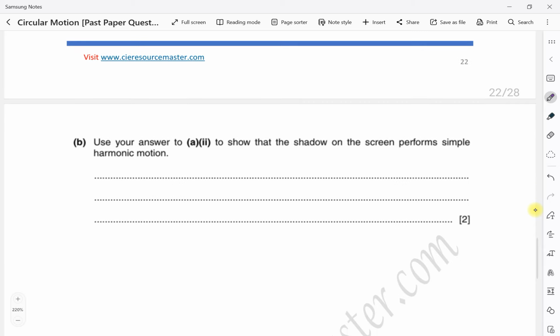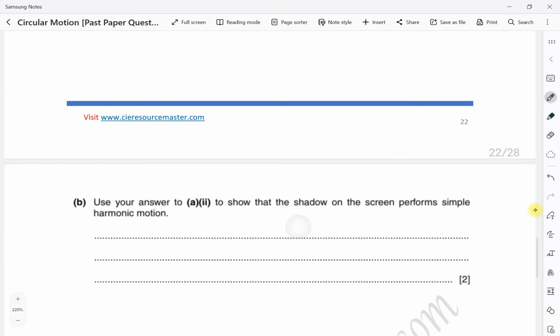Use your answer to A Roman 3, Roman 2 to show that the shadow on the screen performs simple harmonic motion. Of course, you will know what we mean by simple harmonic motion. For simple harmonic motion, the acceleration is directly proportional to the displacement. The acceleration and displacement must always be in opposite directions.